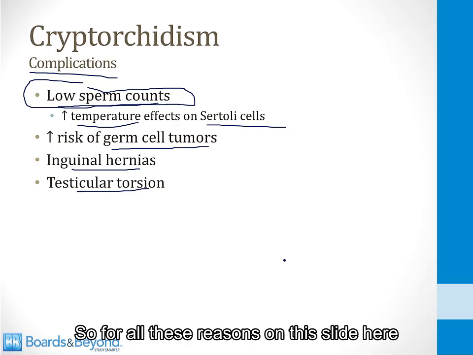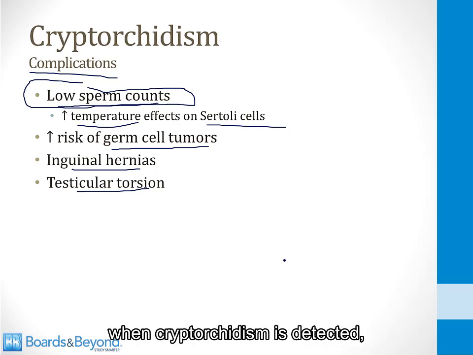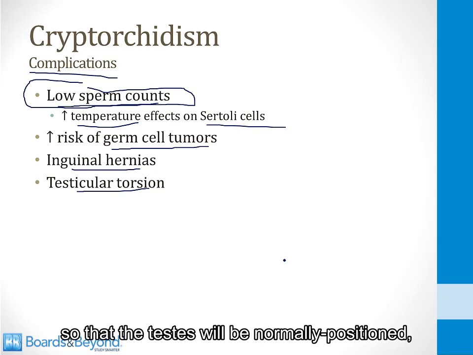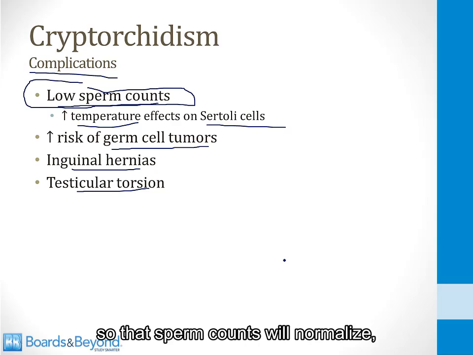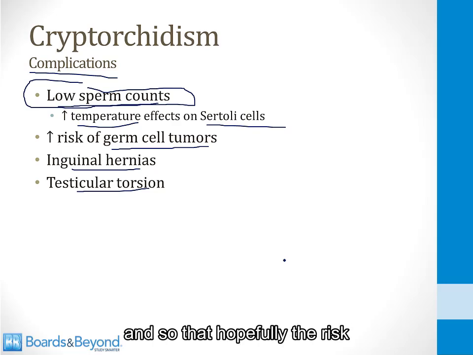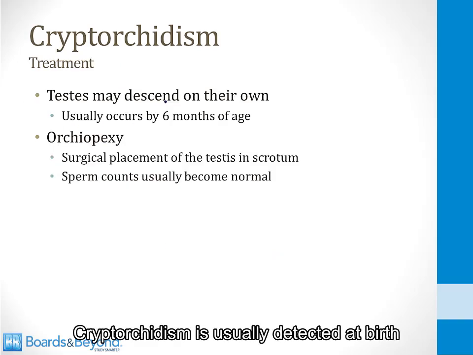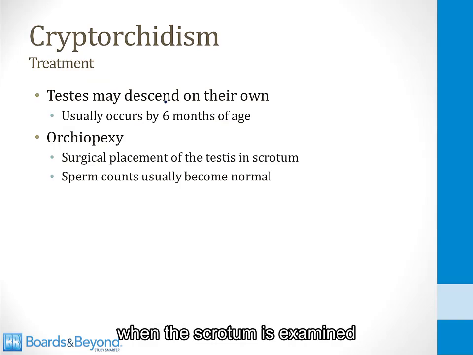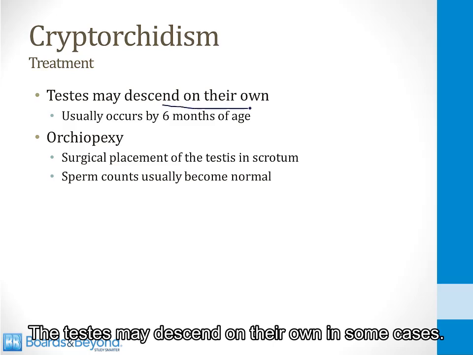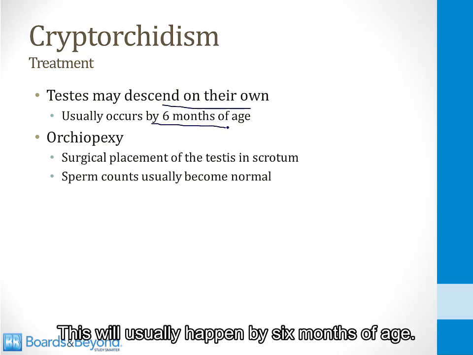So for all these reasons on this slide here, when cryptorchidism is detected, it's usually surgically corrected so that the testes will be normally positioned, so that torsion can occur, so that sperm counts will normalize, and so that hopefully the risk of germ cell tumors will go down. Cryptorchidism is usually detected at birth when the scrotum is examined and one or both testes are missing. The testes may descend on their own in some cases. This will usually happen by 6 months of age.